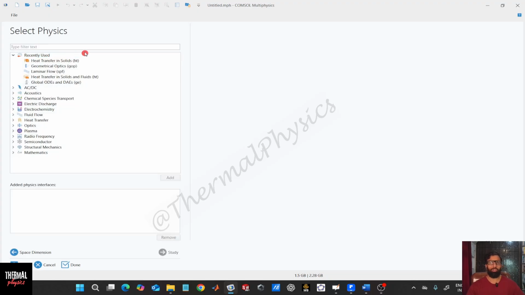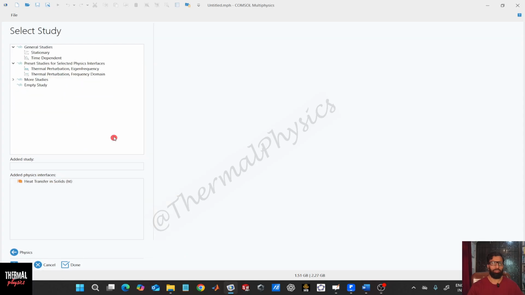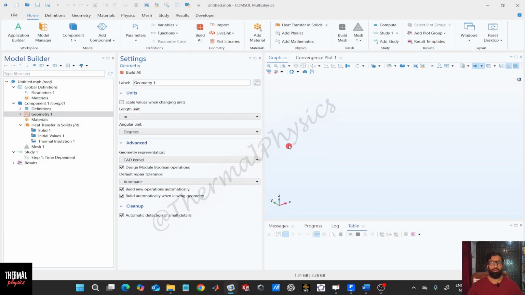In COMSOL we will choose 3D geometry, heat transfer in solids. Then we will choose study, time dependent, because it's transient. Now we have to create geometry. First of all, we have to keep in mind that it is one-dimensional transient. We have done that by choosing the time-dependent study.